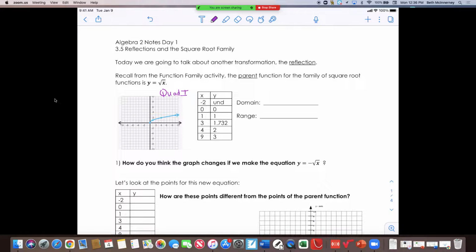What's the domain for the square root function? What are the allowable x values? Yeah, Bella? Nice job. 0 to infinity. How about the range? Do we have a lowest y value? Yeah, Andrew. It's 0 to infinity again. It just doesn't increase as quickly as it goes up. It just goes up kind of slowly there.